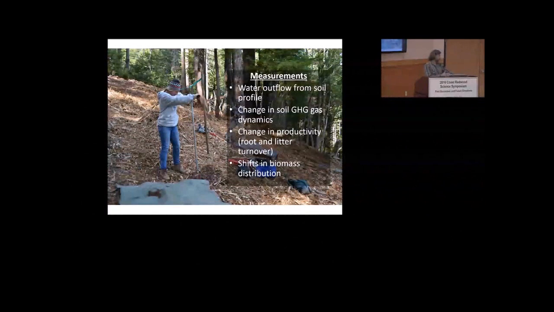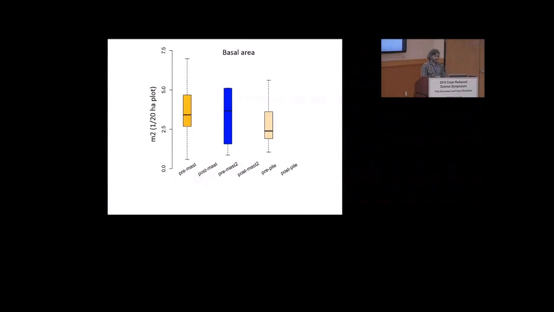What we really want to know is whether we're getting more wood into those residual trees, as well as if we're getting regeneration of redwood. But that takes longer to be able to measure. So we're doing multiple things here. We're also measuring shifts in biomass distribution. So let's look at some results. Here are our set of treatments.